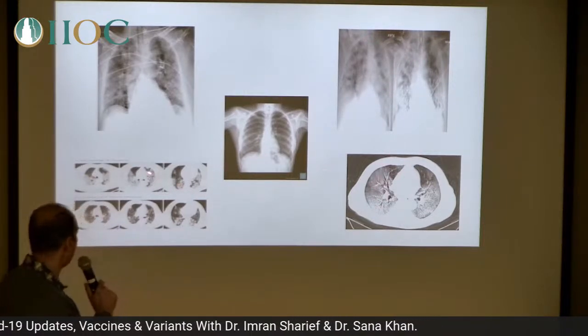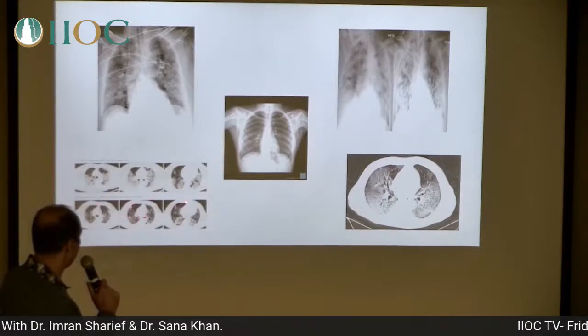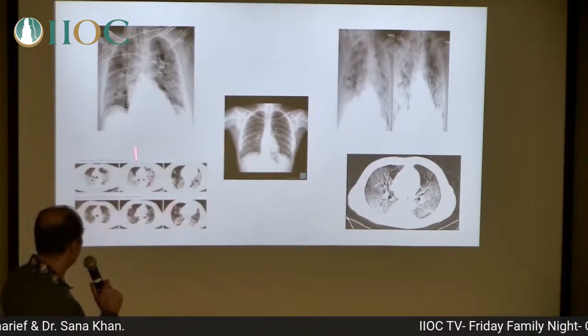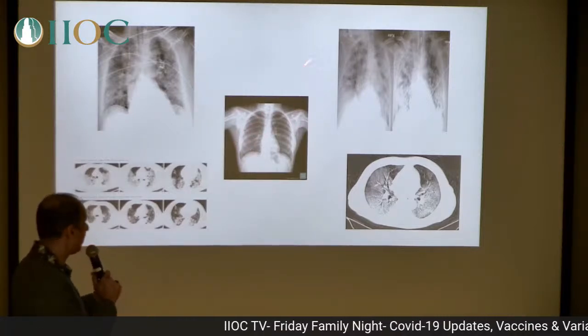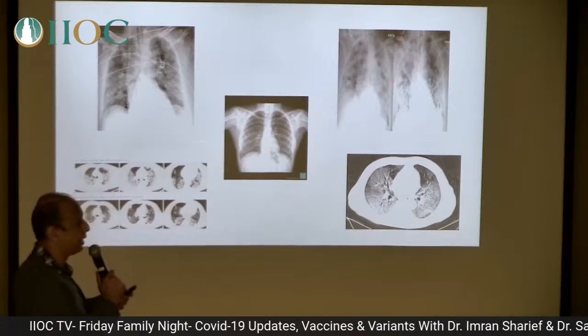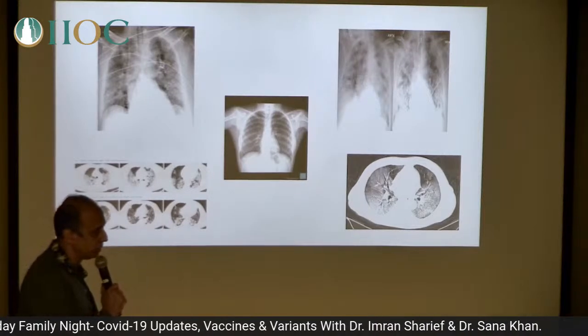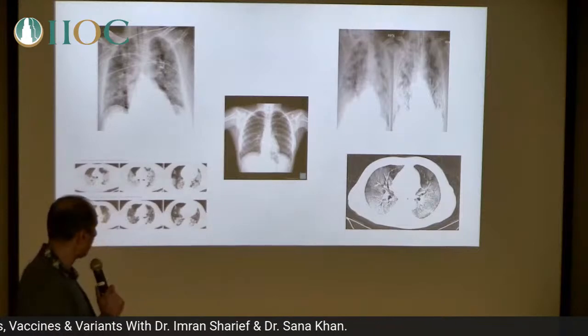And this is a CAT scan. As you can see, the normal lung should be black, not white. The normal lung should look like this, and this is all abnormal. This is a severe case of ARDS. What you can see is COVID-19 causing significant lung damage.